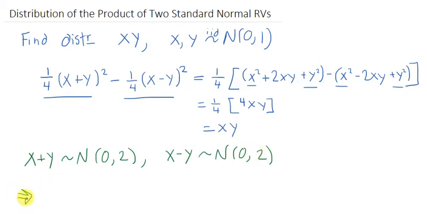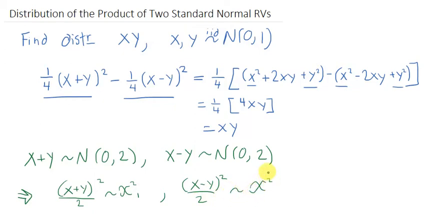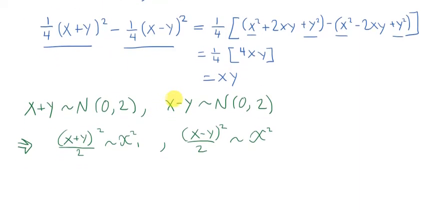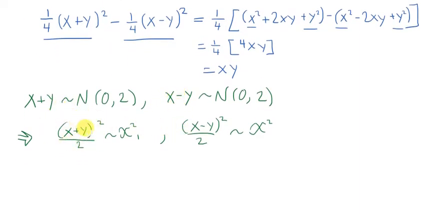Using this, we can use another well-known distribution. (x + y)² over its variance is actually a chi-square random variable. Similarly, (x − y)² over its variance is also a chi-square random variable. Why is that? Because for a normal random variable, the square of that normal random variable minus its mean over its variance ends up being a chi-square distribution. Chi-square distributions have this subscript, that is the degrees of freedom.